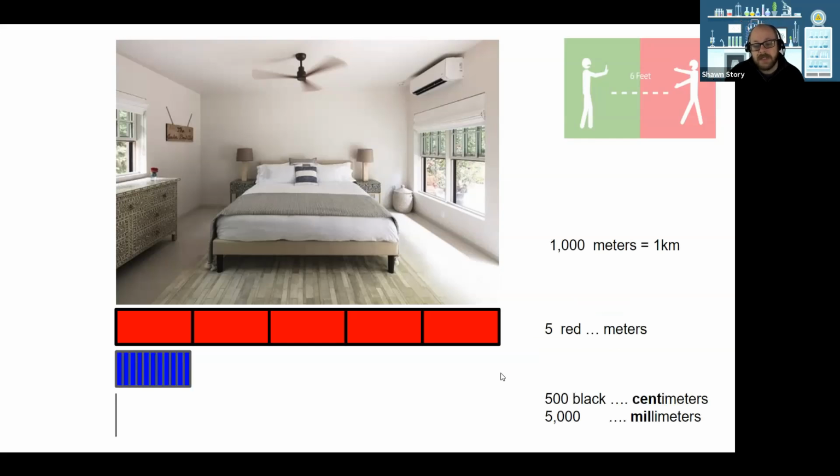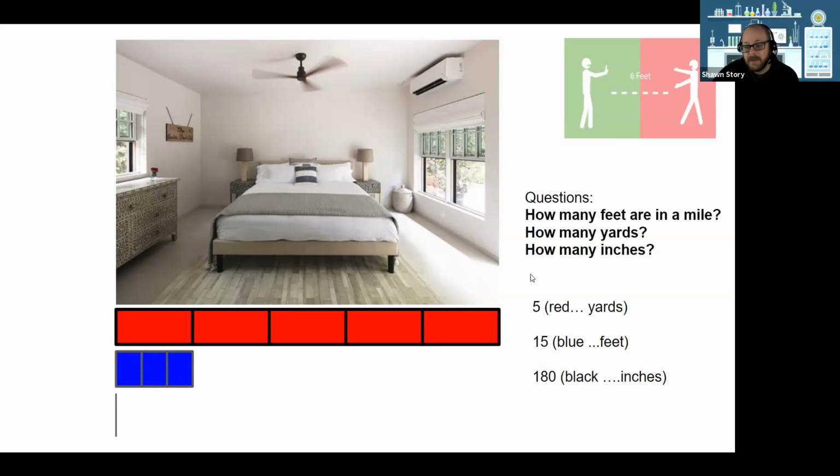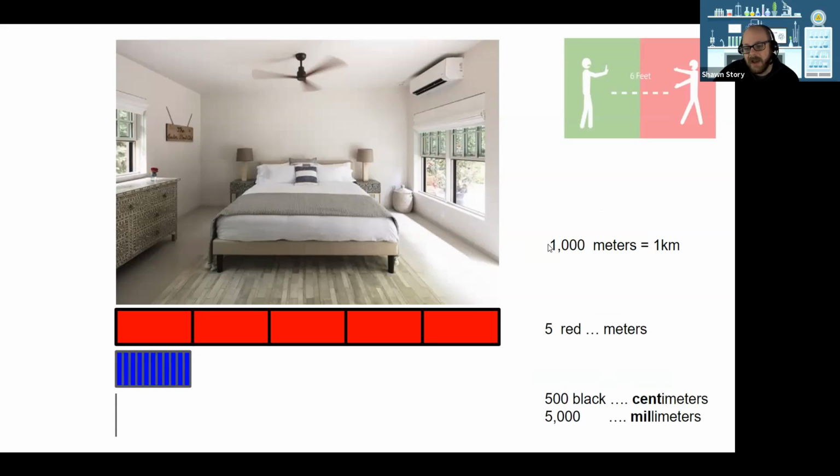So when we look at the metric system, it's pretty simple because it's all units of 10. Again, we have meters, which are that big unit of measurement. They have centimeters and millimeters. And then you can go up higher. If you take 1,000 meters, that equals 1 kilometer. So it's all units of 10. So here's some questions for us. 5 meters would be 500 centimeters, which would be 5,000 millimeters.